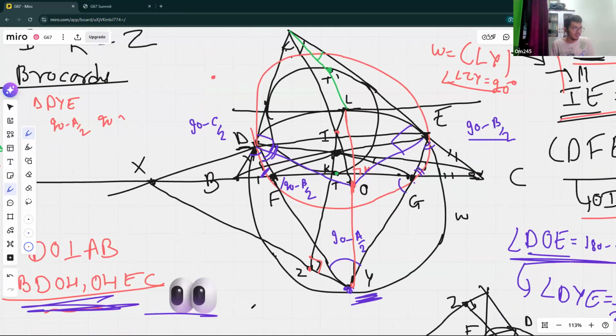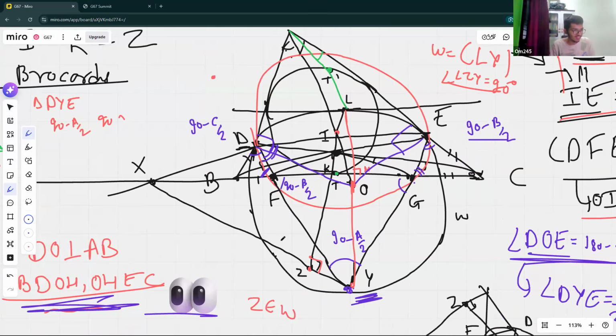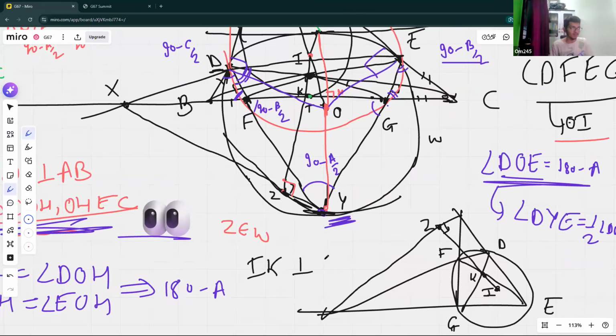So Z lies on omega. Before, the circle was precise, but I just drew it. So Z should lie here, and then we know IK is perpendicular to XY, and LZ is also perpendicular to XY. This implies I, K, Z are collinear, and we are done.